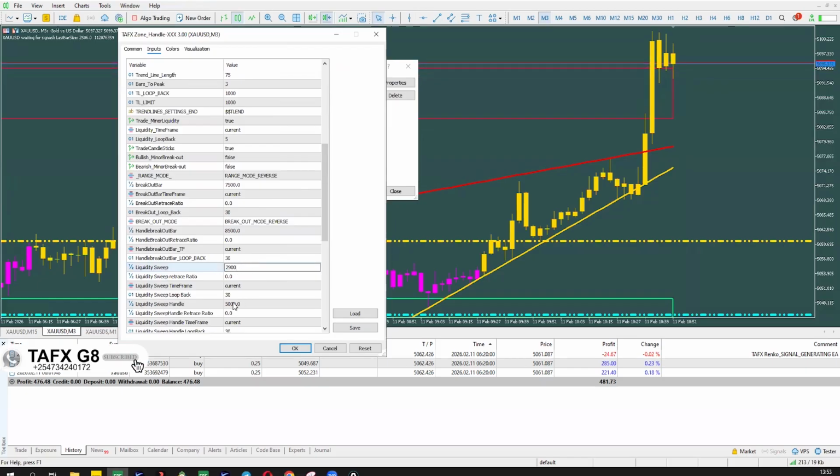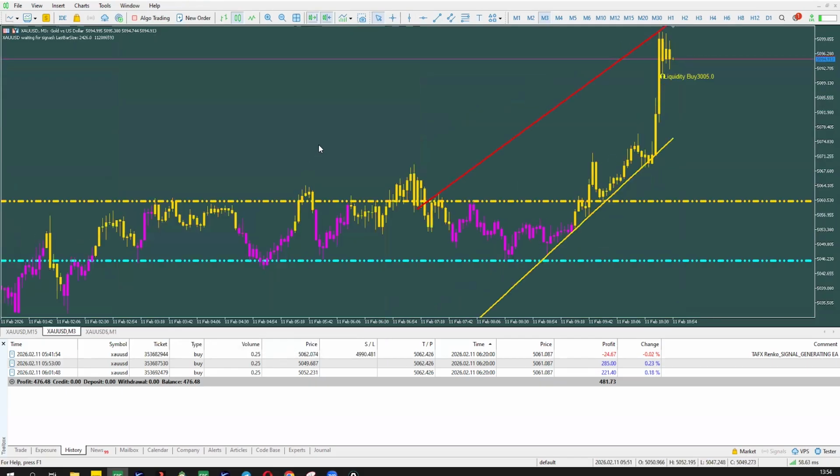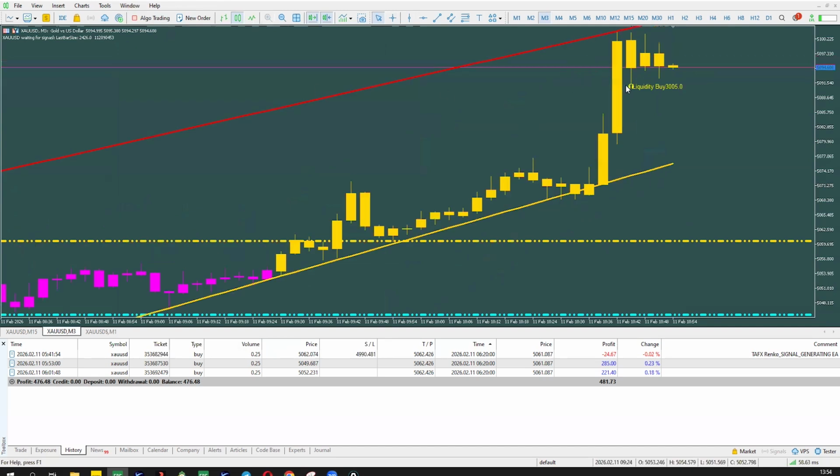And liquidity sweep for the handle. Here now we can set like 3,500 or even more. Simple as that. The same thing you can do to your, what we call, breakout candle. You can see this one is 3,000, right?